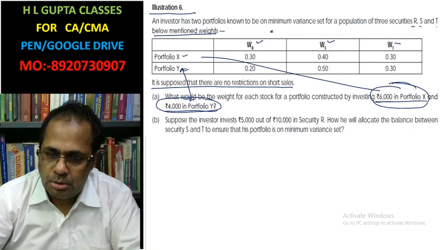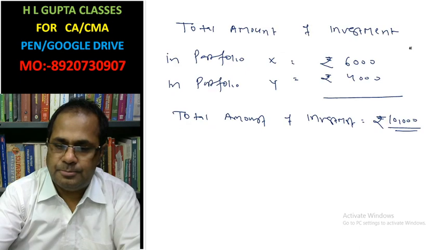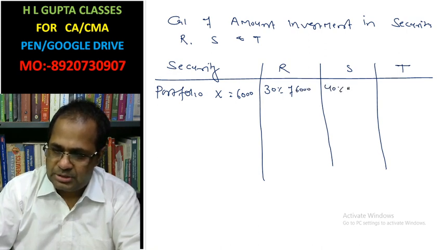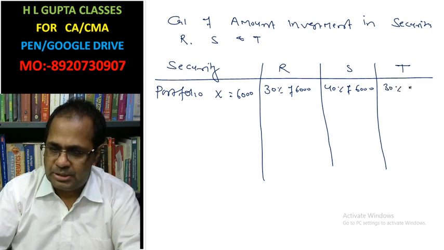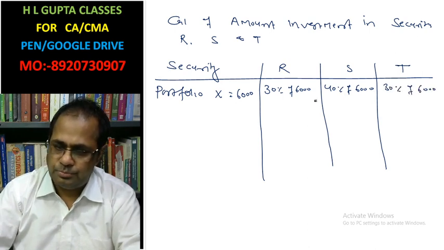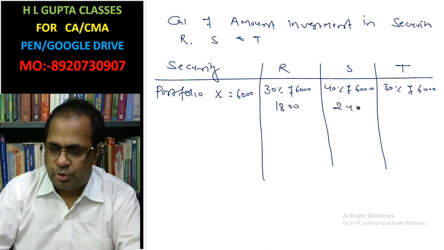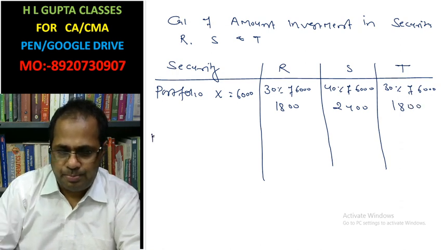6,000. What are the weights? Look at it. 30%, 40%, 30%. 30% of 6,000, 40% of 6,000, 30% of 6,000. This is 1,800, 2,400, 1,800.